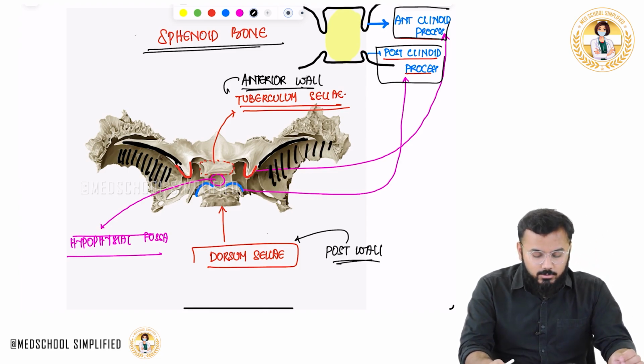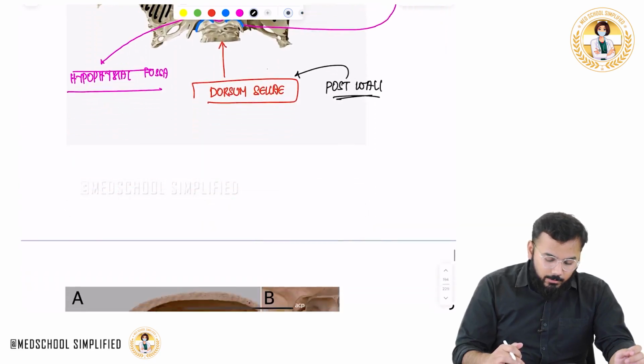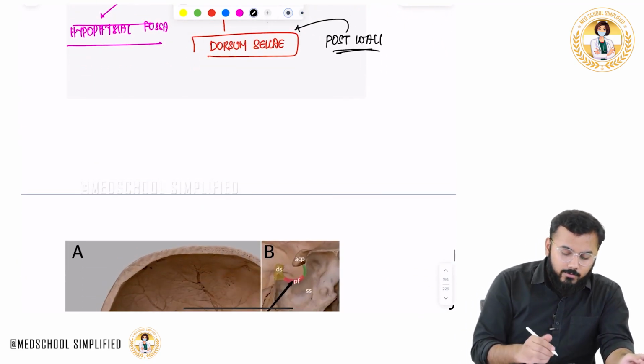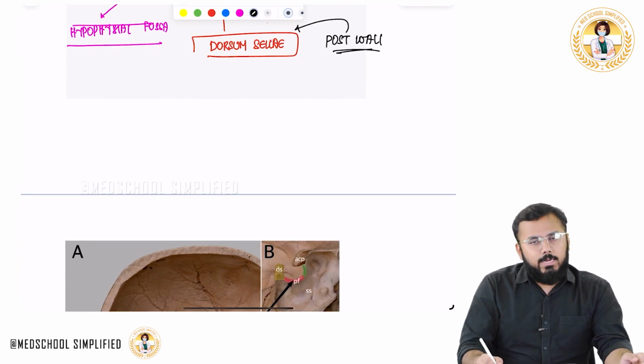Clear? One is called your lesser wing, another one is called your greater wing of your sphenoid bone. Clear, all of you? Now, the next important thing over here, you need to know one very important thing. What is that?